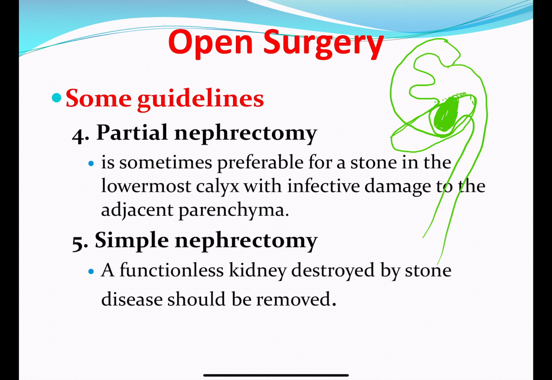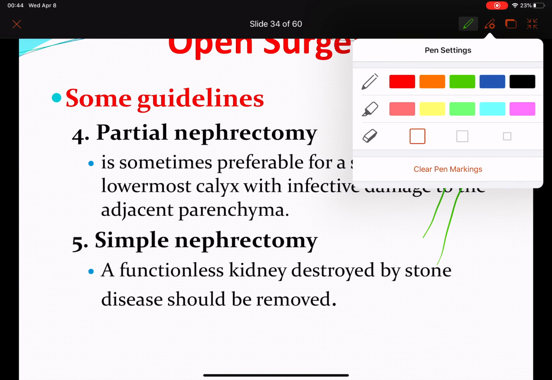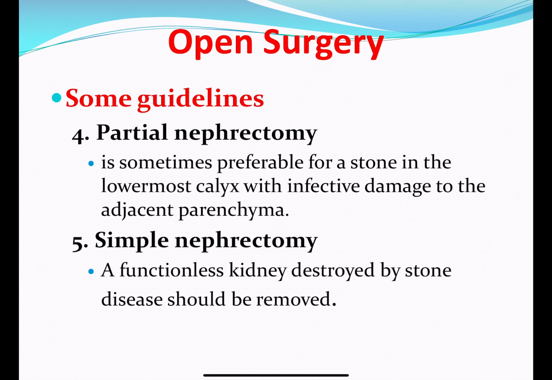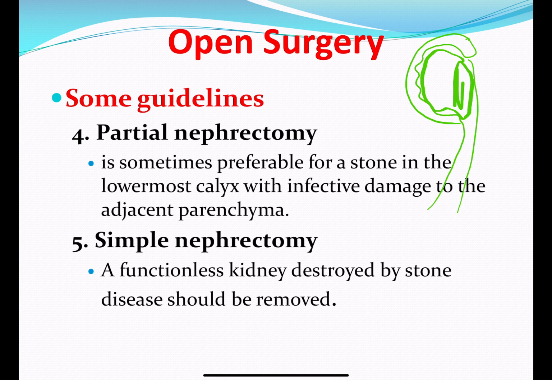Or sometimes the kidney is damaged by the stone, especially in a staghorn stone, a big stone staying inside the kidney for a long time and damaging it. In that scenario, we have to check the function of the kidney, which we can do by DTPA renogram. If the function is less than 10 percent, then we can remove the stone and kidney at the same setting. It is known as simple nephrectomy.